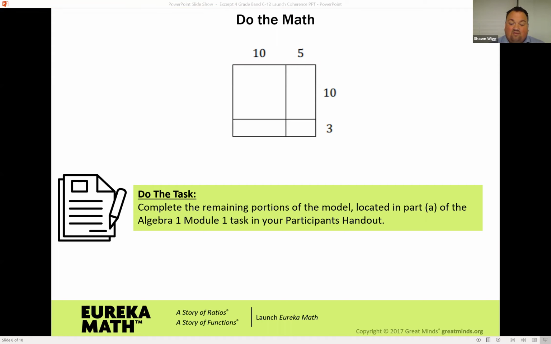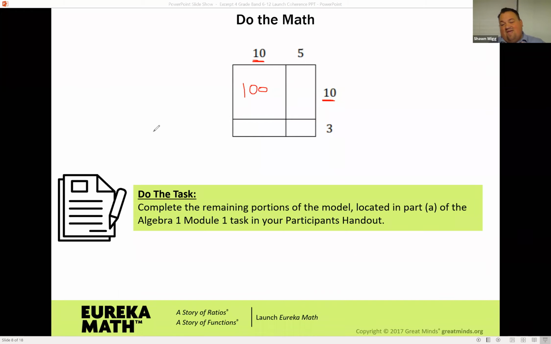So what we're going to do is we'll take this first number here of 10, multiply it by this number of 10 to give us our first partial product of 100. If you're unfamiliar, that's how it starts. If you can work with a partner on this one if you need to, but let's take about 2 minutes and let's fill in the remaining portions of this model in part A on your handout.